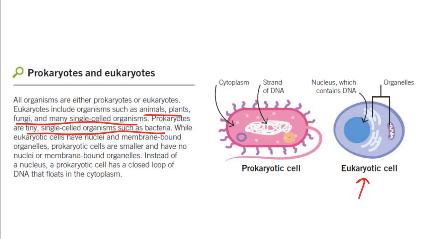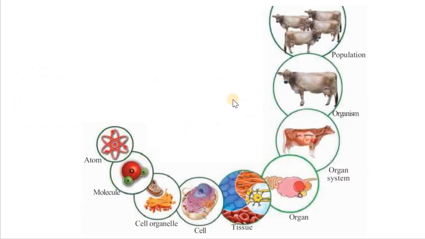They are much smaller than the eukaryote cells and have no nuclei. See, there is no nucleus, or membrane bound organelles. Instead of a nucleus, a prokaryote cell has a closed loop of DNA that floats. You see the strand of DNA that floats in the cytoplasm, though the structure is very different from that of a eukaryote cell. Now, in all our discussion, where is the concept of atom and molecule?